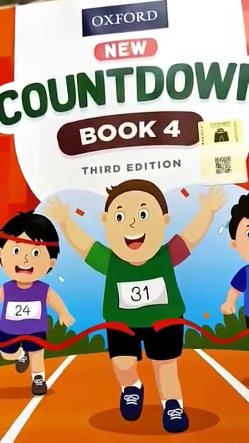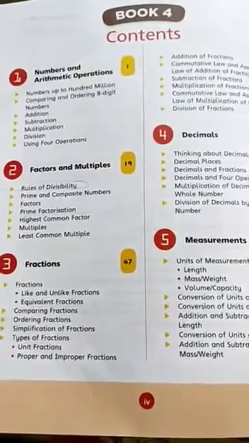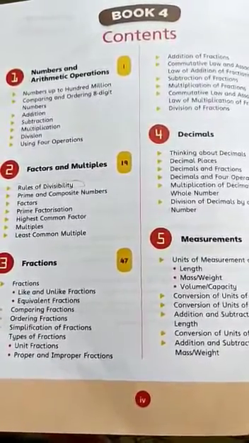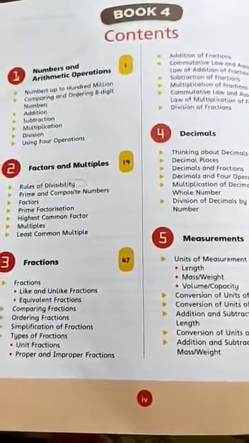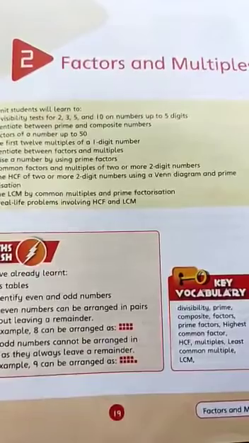This is the title page of your book, Oxford New Count Book 4, 3rd edition. The contents of your book are on page number 4. Today in the lecture we will discuss some topics related to your chapter number 2, factors and multiples. Page number 19, chapter number 2, factors and multiples.